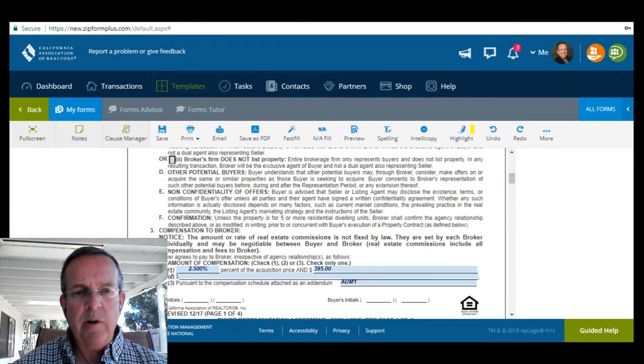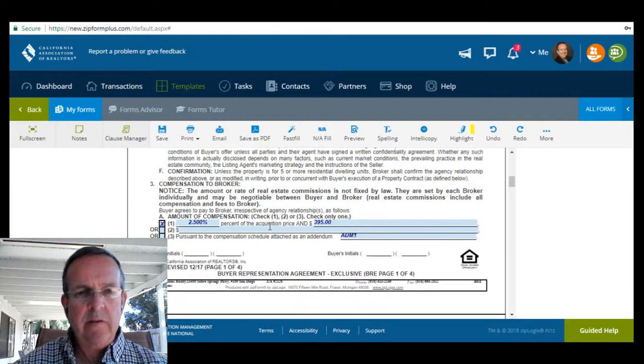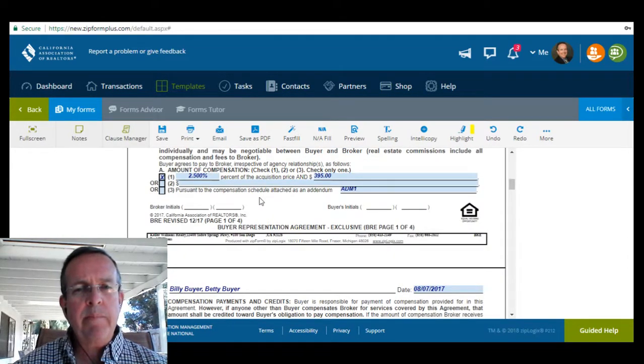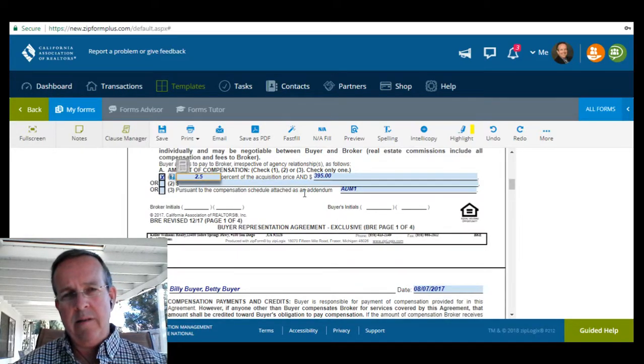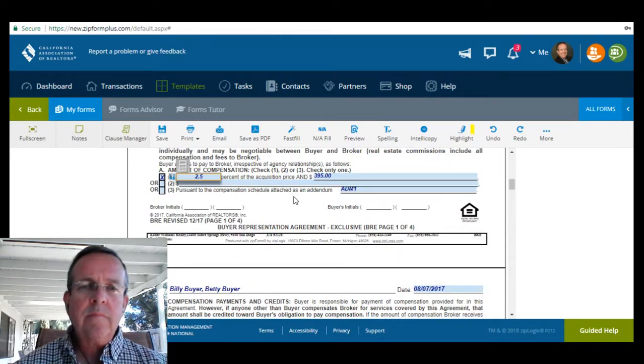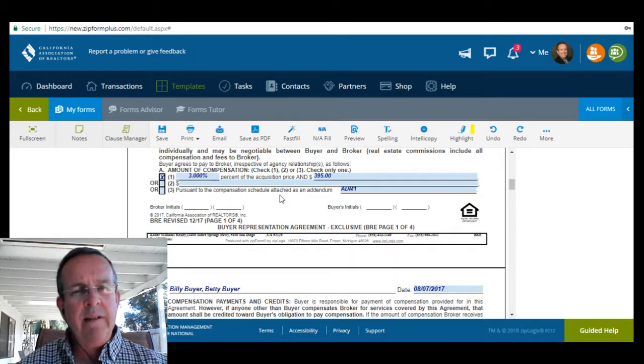Now, compensation to broker. Okay, down here. Let's see if I'm back in here. Oh, there's my mouse. Okay. Compensation, amount of compensation. This is 2.5%, put in 3%, whatever you think is fair and reasonable. I'm not going to discuss what's common because that's illegal. Put in 2.5%, put in 3%. If they balk at that, maybe you want to reduce it down to 2.5%.